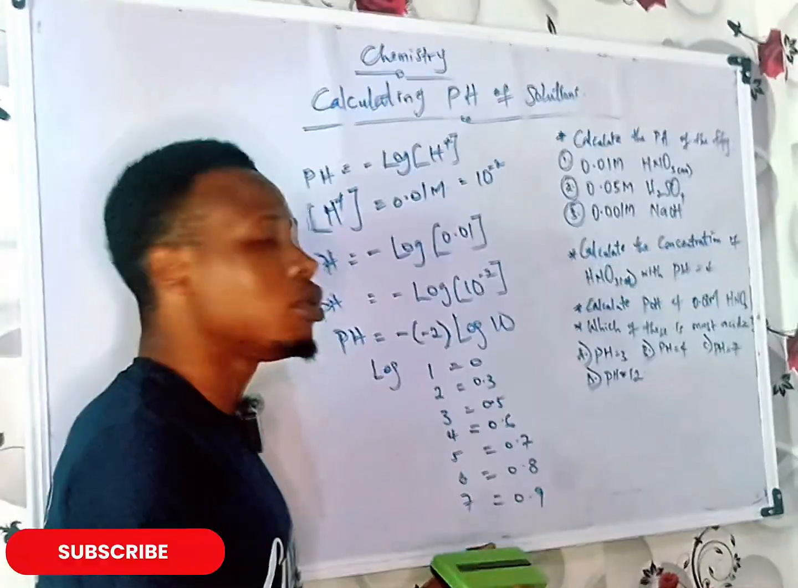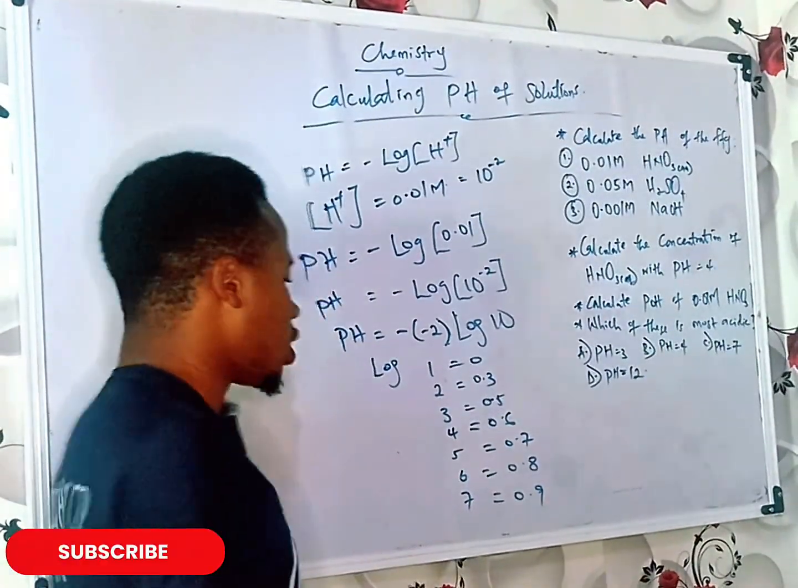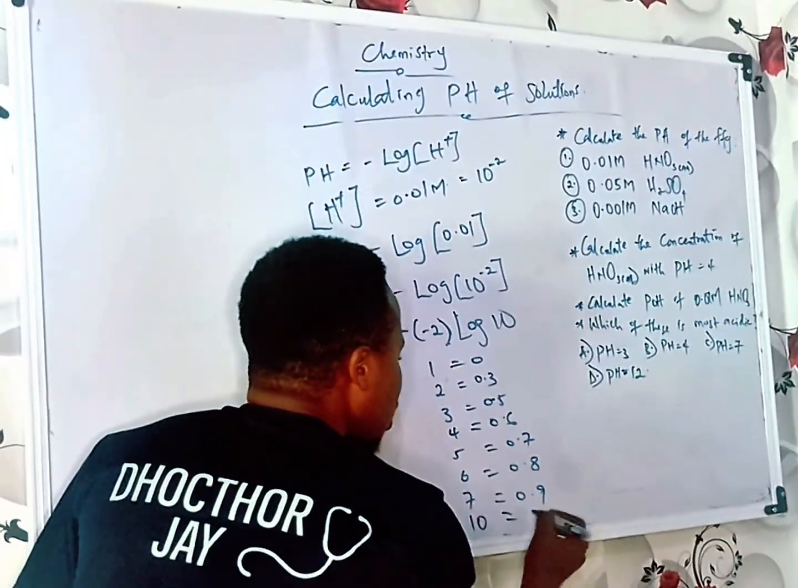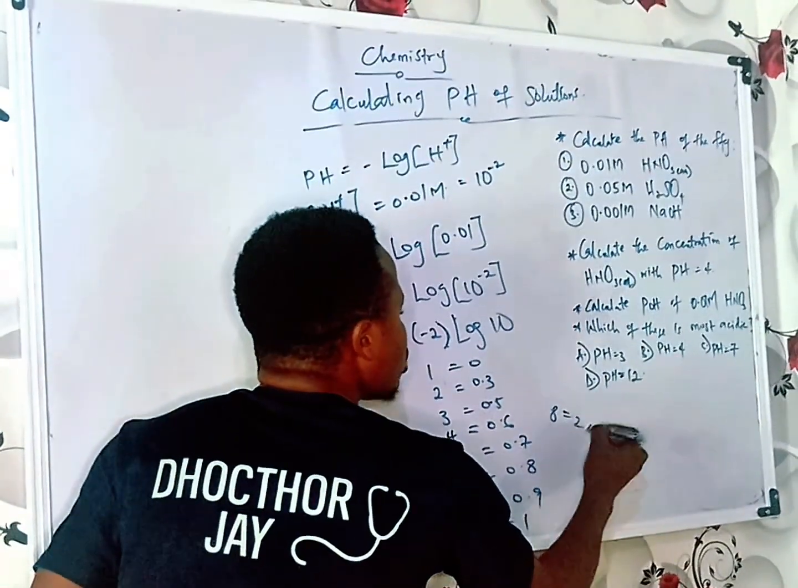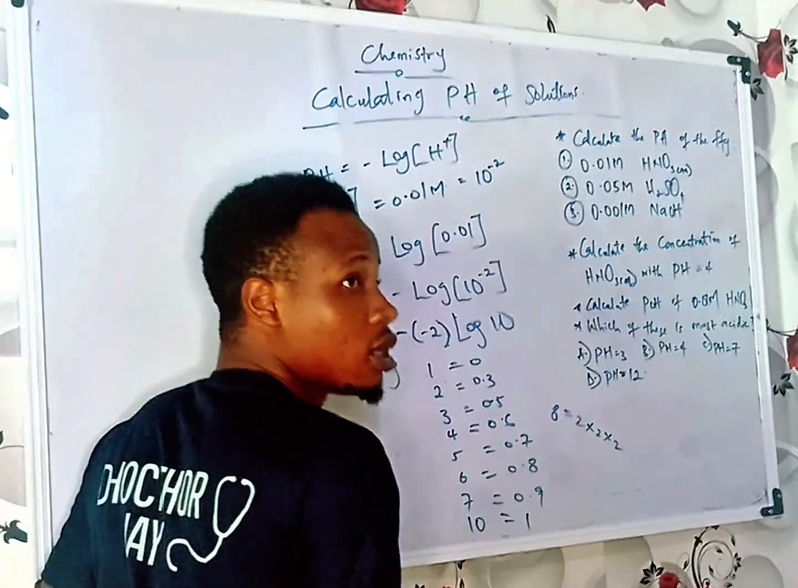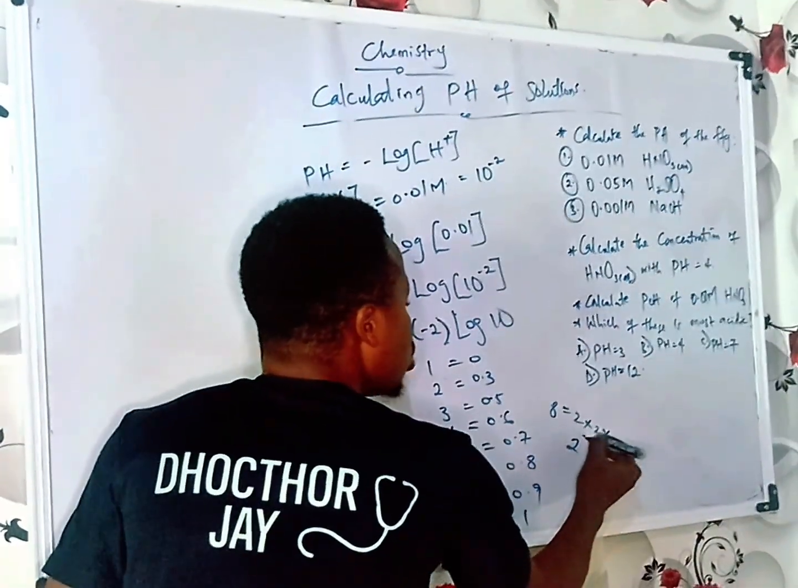Now you may be wondering, how do we get 8? I don't usually give log 8 or log 9. The last one I'll give is log 10, which is equal to 1. If I want to get log 8, I'll say 8 is 2 times 2 times 2. In index form, it becomes 2 raised to power 3.